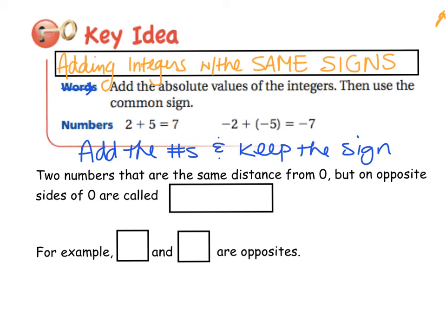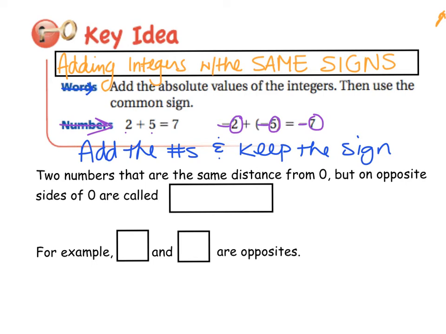So in this example, under numbers, they have 2 plus 5. We know 2 plus 5 is 7. Now when you think about negative 2 plus negative 5, we're going to add our numbers. 2 plus 5 is 7, and keep the sign. They're negative, so we put a negative with it. It's negative 7. So that's going to be the gist of what we're doing today.